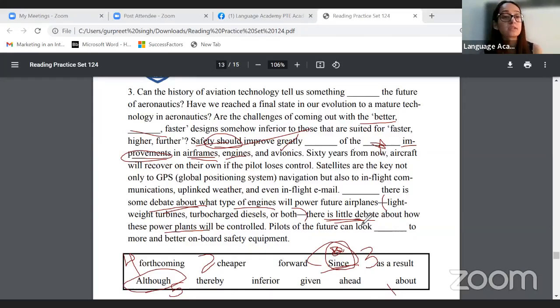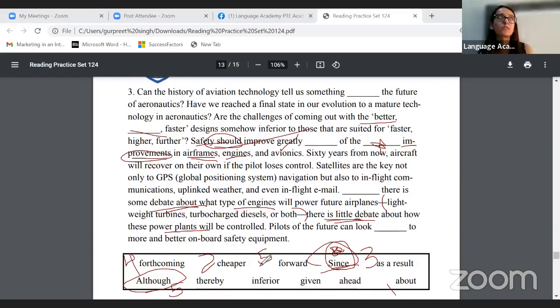So that's not reason. That is two different scenarios given. So that is why we'll go with although. Pilots of the future can look dash to more and better onboard safety equipment. So look forward is a general collocation whenever we are referring to the future.